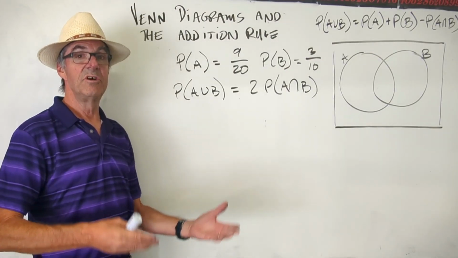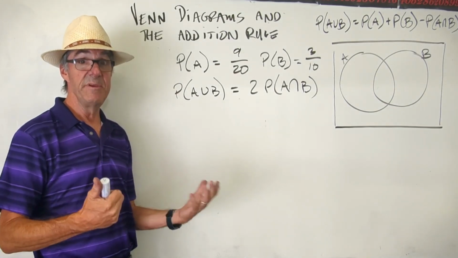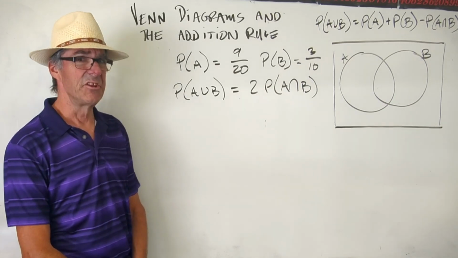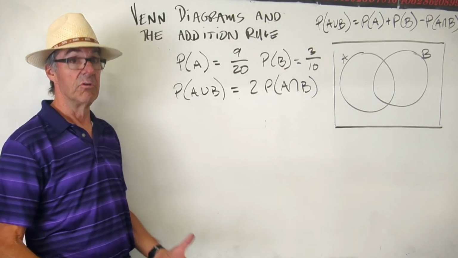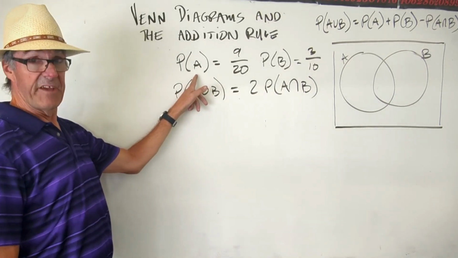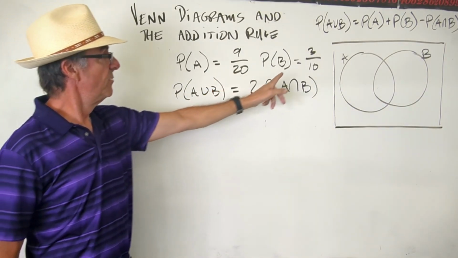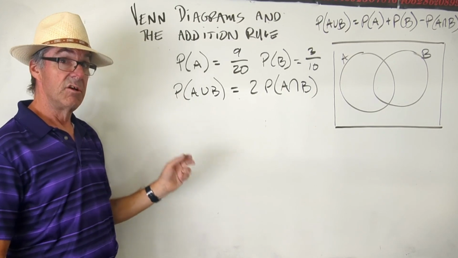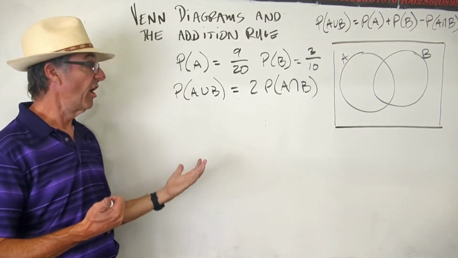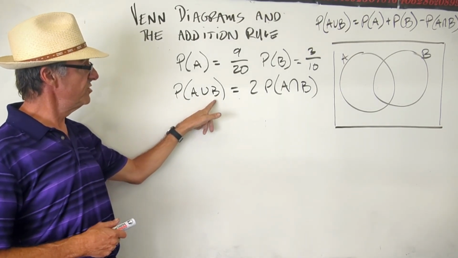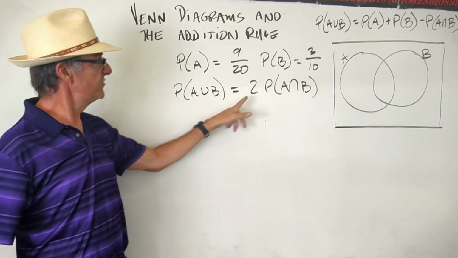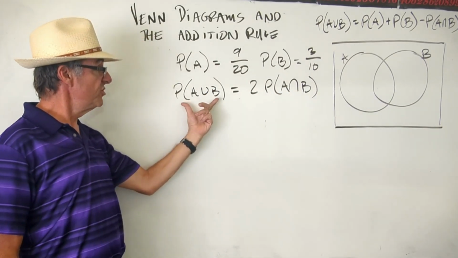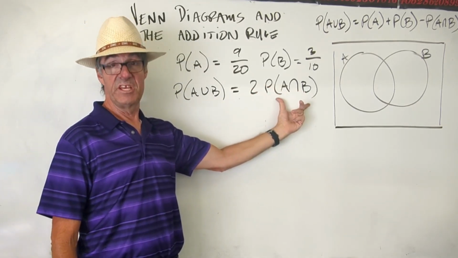All right, let's do a considerably more complicated IB style question that requires use of the addition rule and a little bit of critical thinking to boot. So here we go. Probability of A is 9/20. Probability of B is 3/10. Now, we're not given what the intersection or the union are. We're just given that the union, the OR condition, is twice the AND condition, or the intersection. So the probability of the union is twice the probability of the intersection.